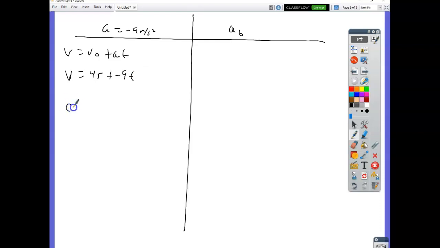Distance equation. So I'm going to go D equals 1/2 AT squared plus V naught T. I know I'm going to go 60 meters. And that's equal to 1/2. What's my acceleration? -9. How much time? Initial velocity. 45 times T.